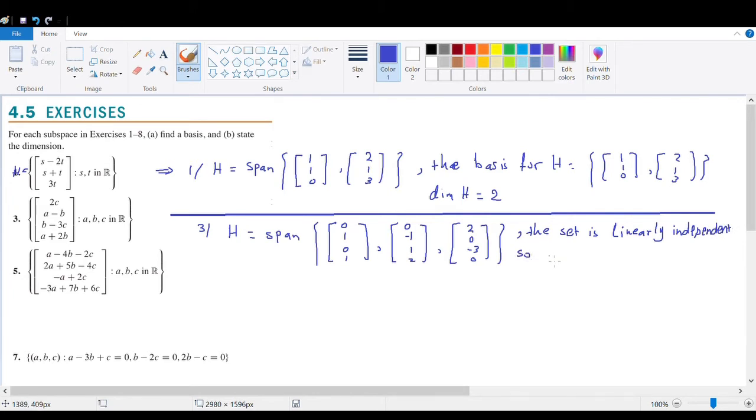So the basis for H is V1, V2, V3. Now since we have 3 vectors in the basis, that means the dimension of H is equal to 3. So now let us do 5.